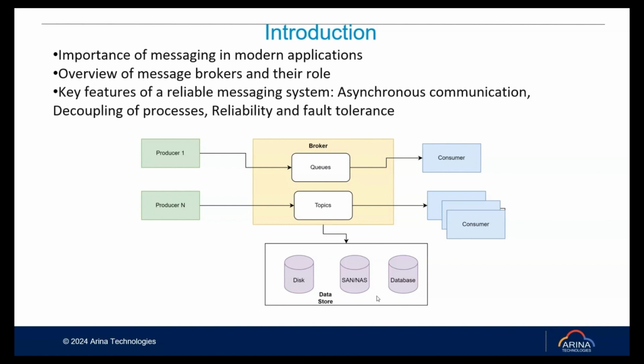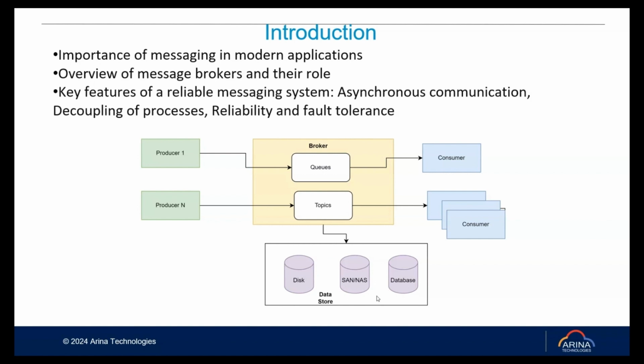Now that we understand why messaging is important, let's explore these messaging concepts at a more detailed level. This is where I wanted to provide an overview of brokers and roles. In this diagram, I've shown the different brokers. Brokers you could consider as queues and topics.